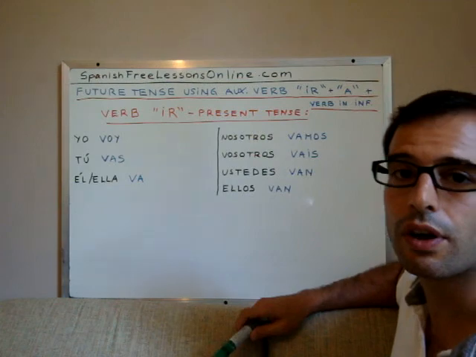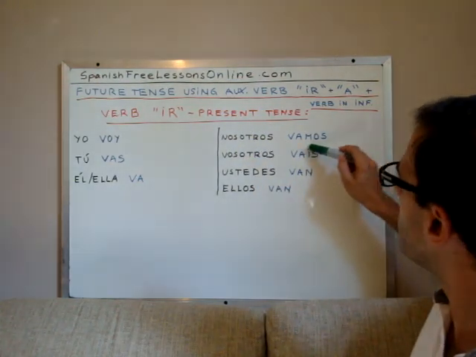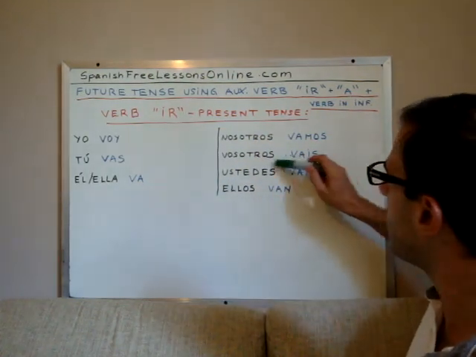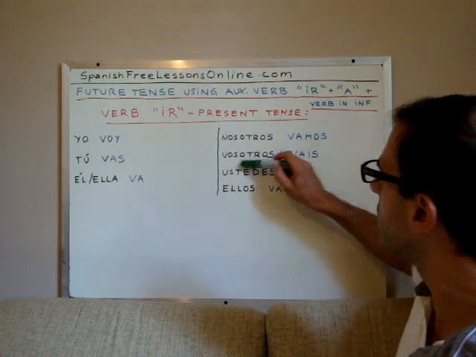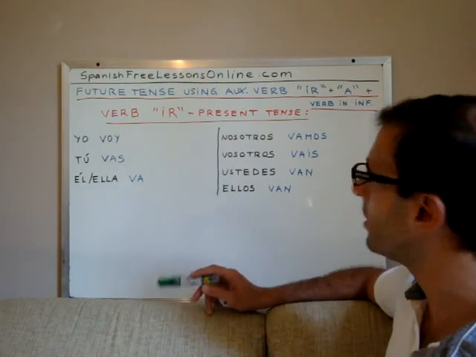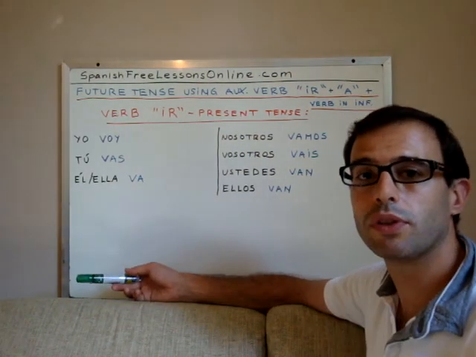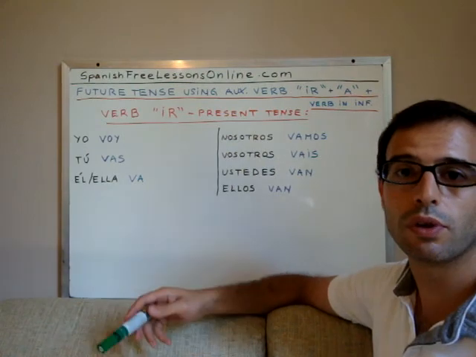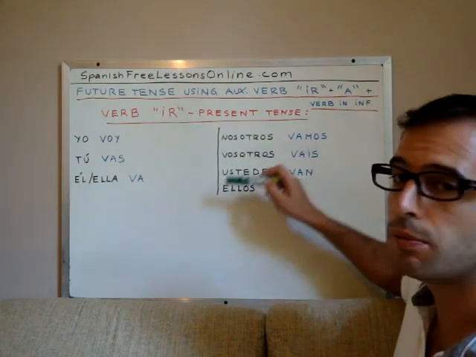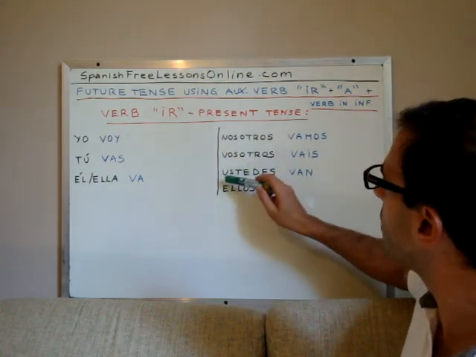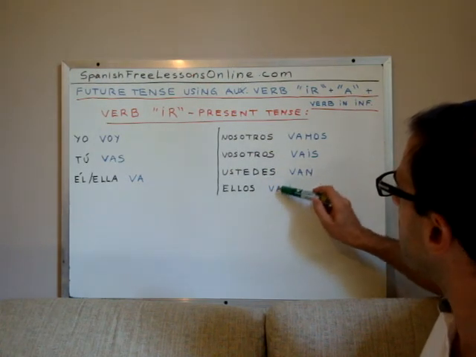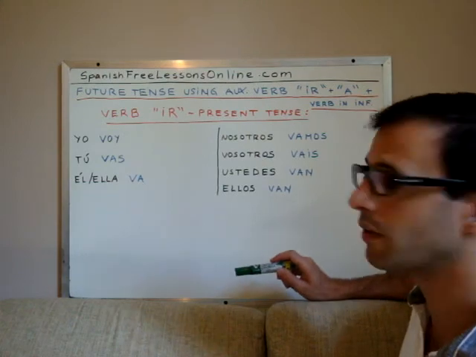Vosotros and ustedes are synonyms, only that vosotros vais is how you speak in Spain. Ustedes van is how you speak in Latin America, and both ways are correct, academically correct, only that in one part of the world they use one way, in the other part of the world they use the other way, okay? So these two are synonyms. This means you plural. However, ustedes conjugates like ellos, you see? Ellos van, ustedes van. The conjugation between ustedes and ellos is always the same.